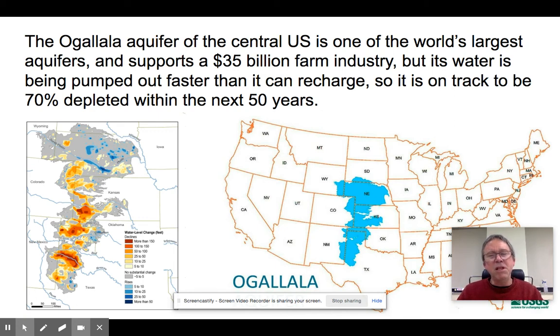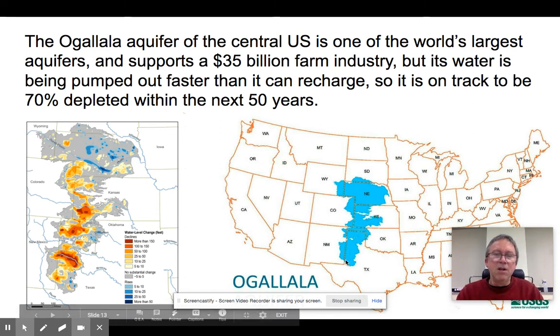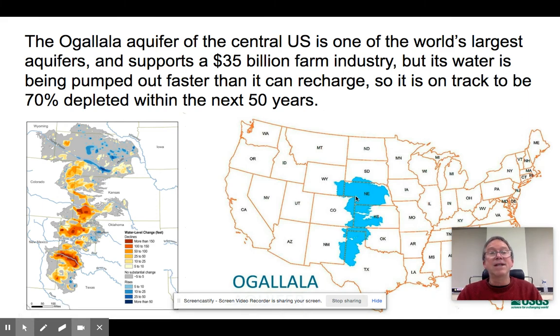This aquifer is mostly leftover water from when this used to be heavily glaciated in the Pleistocene 10,000 years ago. As those glaciers melted, a lot of that water came into here. Now it's still getting recharged. It's not like this is only glacial water. It still gets recharged, but it gets recharged a lot slower than it's getting discharged.